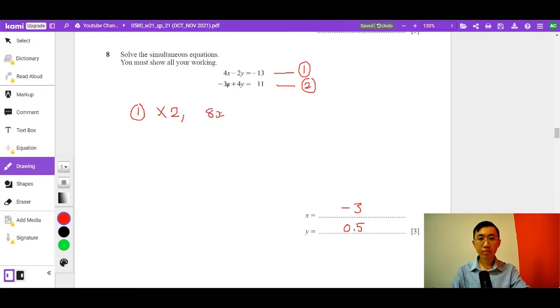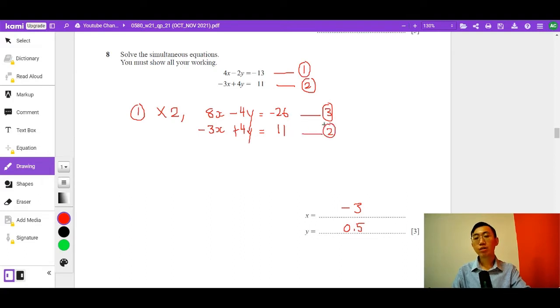This will become 4x times 2, 8x, minus 2y times 2 will be minus 4y. This one times 2 will be minus 26. So you notice your equation 1 has now become equation 3. Okay, now copy back your equation number 2 right below so that you can see clearly. This is plus 4y. And then 11, you are going to copy back. This was actually coming from equation 2.